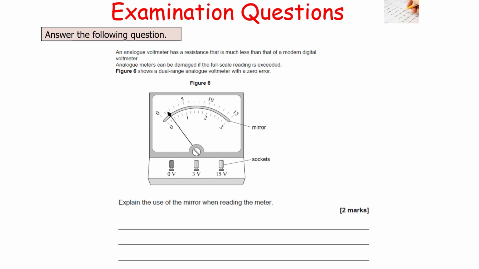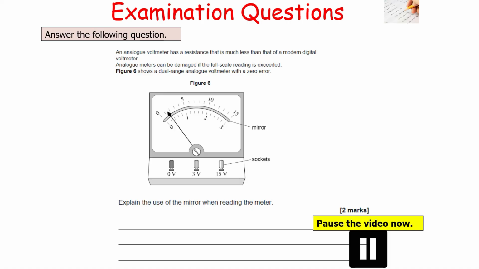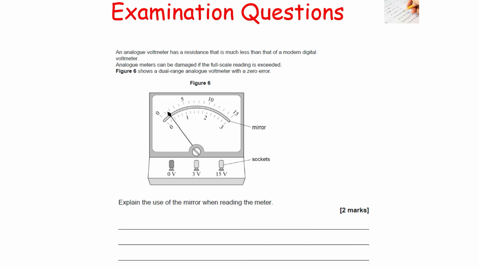Now the next question says, explain the use of the mirror when reading the meter. So pause the video now, then unpause the video when you want to go through your answer. Right, so how do you answer this question? It was all about experimental technique. So you've got to think, why do you need the mirror there, in terms of you're using an analog scale? So you're looking at an actual measuring point on a scale.